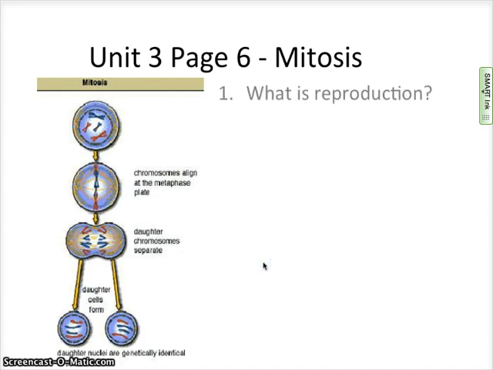The first question, what is reproduction? So you might have a different definition for this, but basically reproduction is creating new copies of an organism. This could be anything as small as a single-celled bacterium to as complex as a human being.